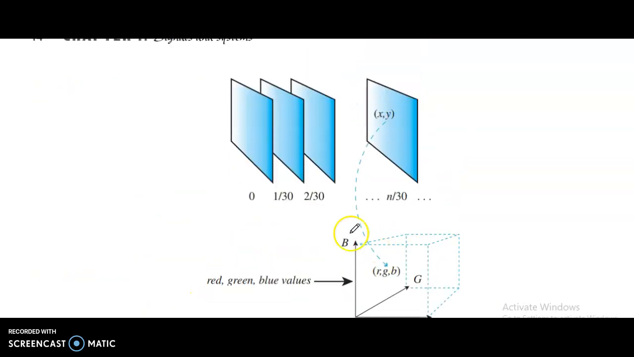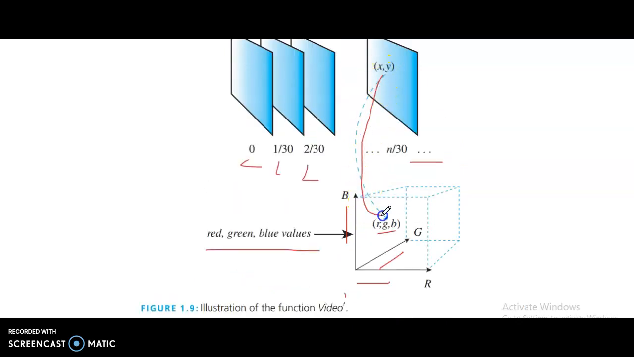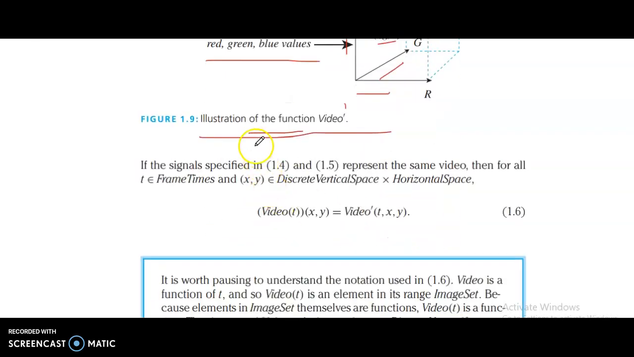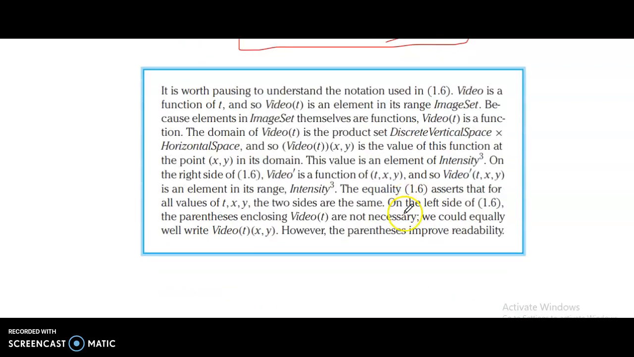Illustration of the function video. 0, 1 by 30, 2 by 30, n by 30. Red, green, blue values. Illustration of the function video: RGB, x, y. Illustration of the function video: Video(t) of (x, y) equal to Video(t, x, y).